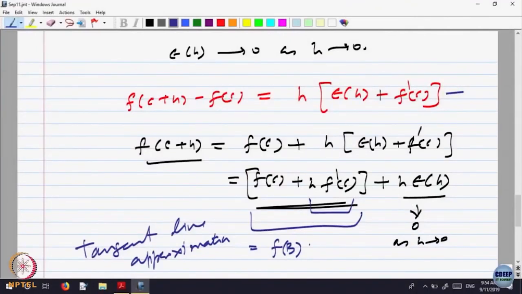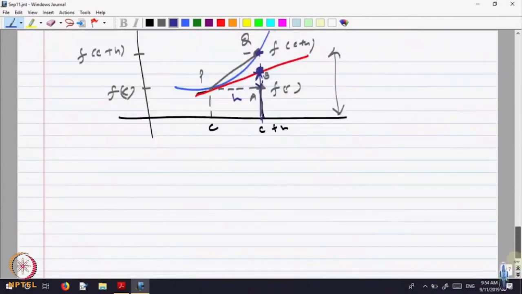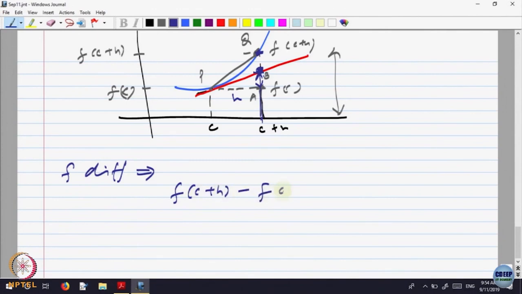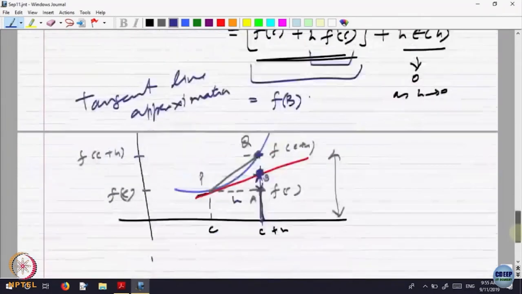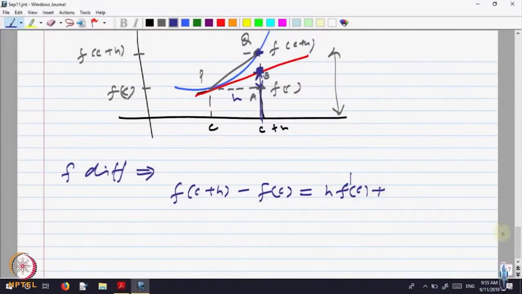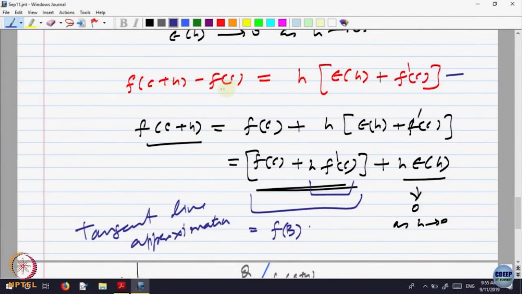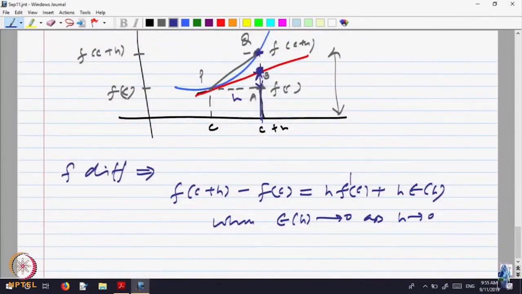Let us look a bit further, because that will be useful. Let me look at this equation, that star, that red one. It says: F differentiable implies f of c plus h minus f at c is equal to h times f dash c plus h times epsilon h, where epsilon h goes to 0 as h goes to 0. That is the error. I have just rewritten that equation. Right, f of c plus h minus f of c is h times f dash plus h times epsilon h.